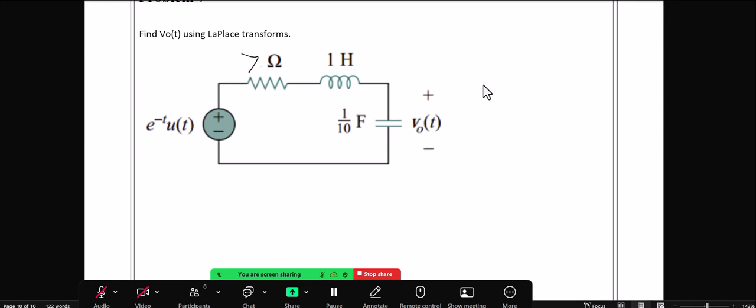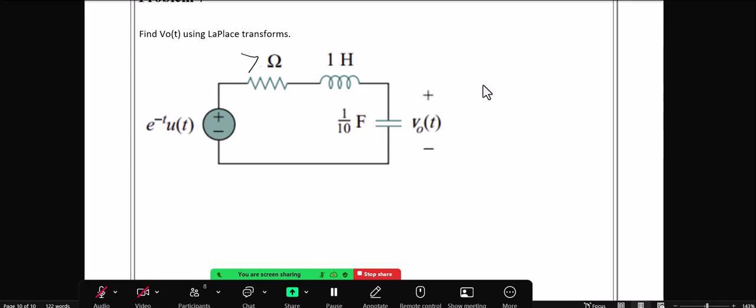So our voltage source isn't DC? It's not. It's e to the minus t. Oh, I see. It's not a constant source. It's not AC either. It's just not constant.